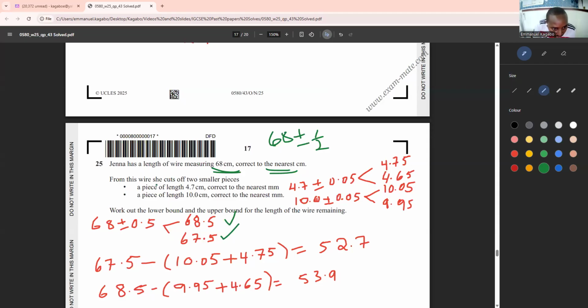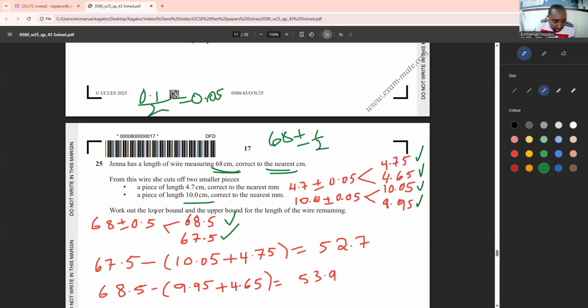Now, from this wire, she cuts off 2 smaller pieces. A piece of length is that, correct to the nearest millimeter. Nearest millimeter basically means, because this is centimeters, it will be 0.1, sorry, 0.1 divided by 2, then you get 0.05. Okay, and if you have that, you do it plus or minus, you get upper bound and lower bound. Exactly the same here, so it will give you upper bound and lower bound.